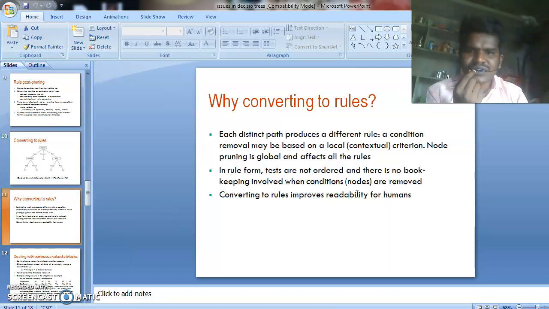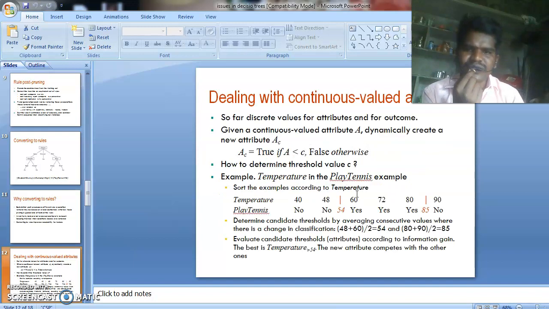Why convert to rules? Each distinct path produces a different rule. A condition may be removed based on a local criterion, whereas node pruning is global and affects all the rules. Converting to rules also improves readability for humans.